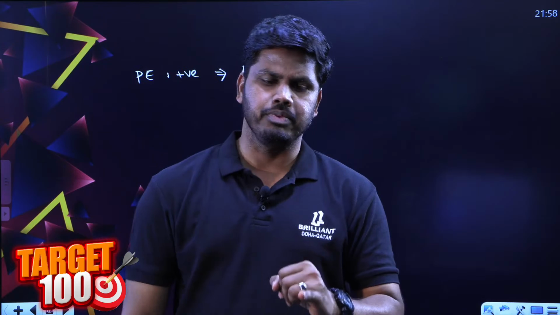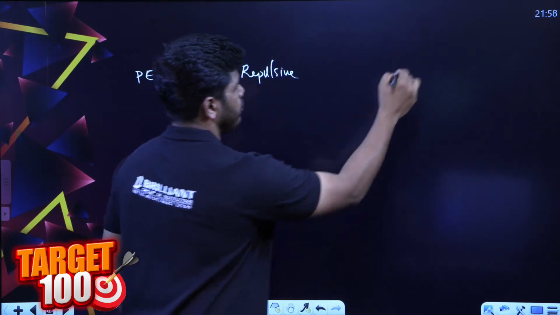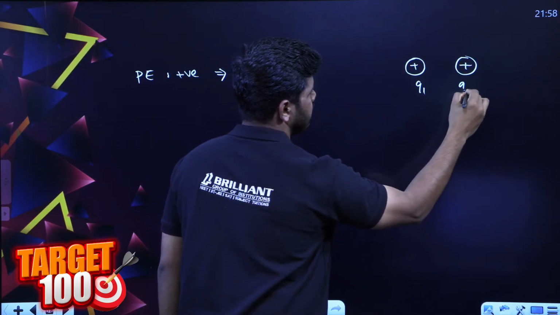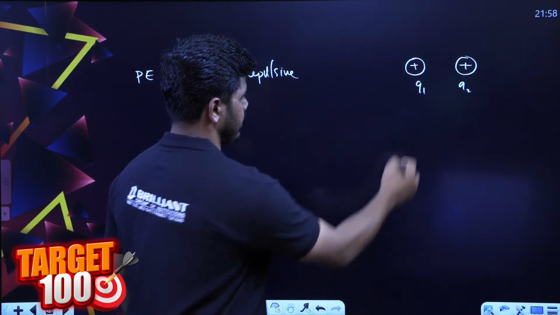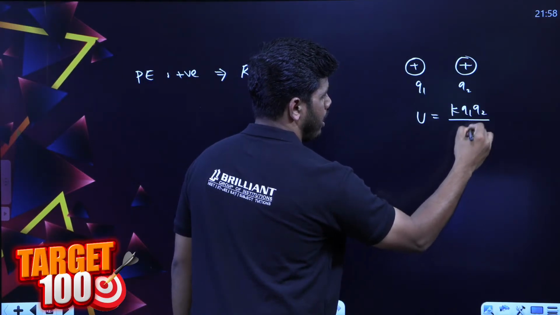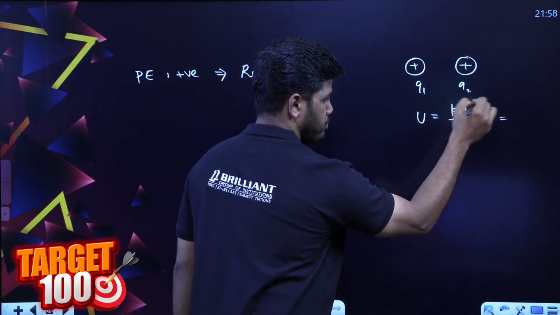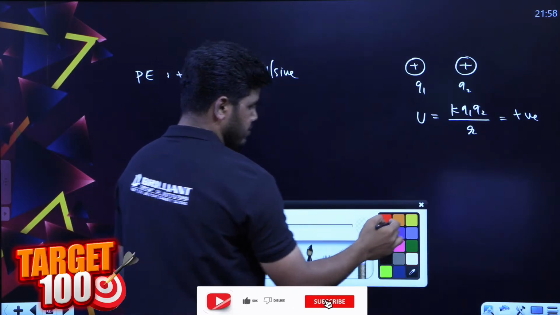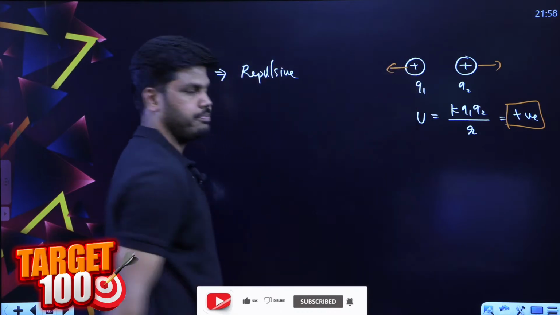In electrostatics, we learned how to find potential energy between 2 charges. If you have 2 positive charges, Q1 and Q2, what will be the nature of the force between them? It is repulsive force, right? And the expression is U equals K Q1 Q2 by R. Both of them are positive, so your potential energy will be positive. Look at this. If the potential energy is positive, the force between them is repulsive.